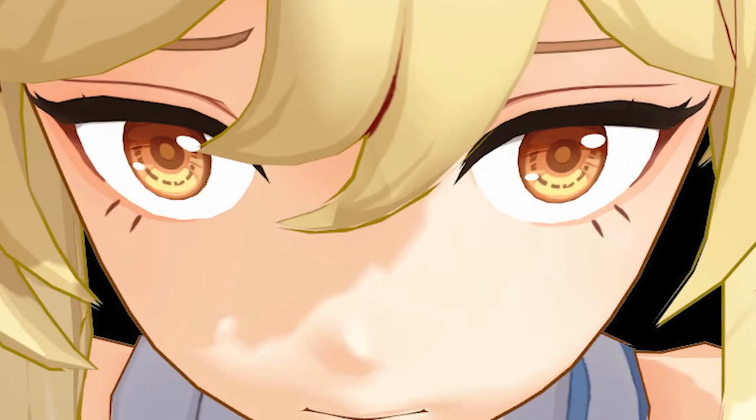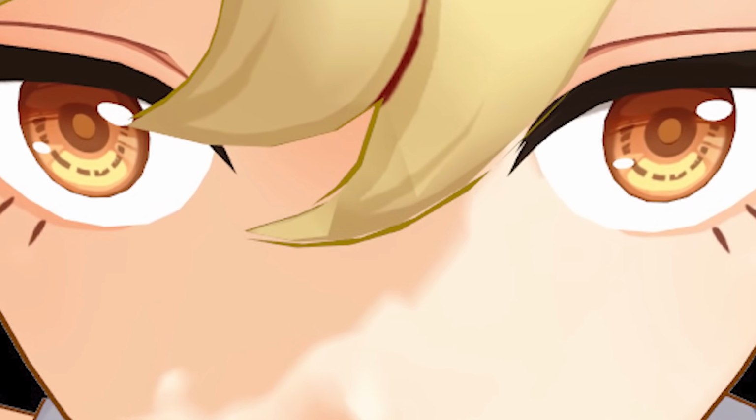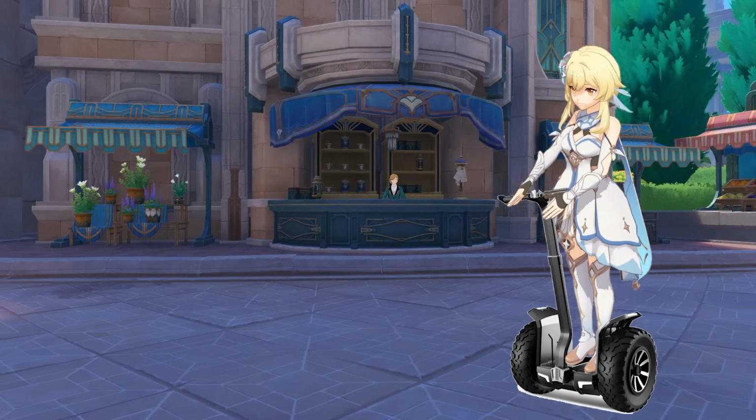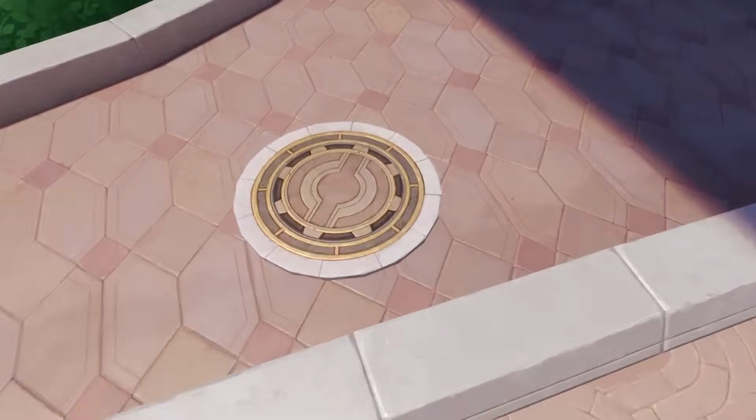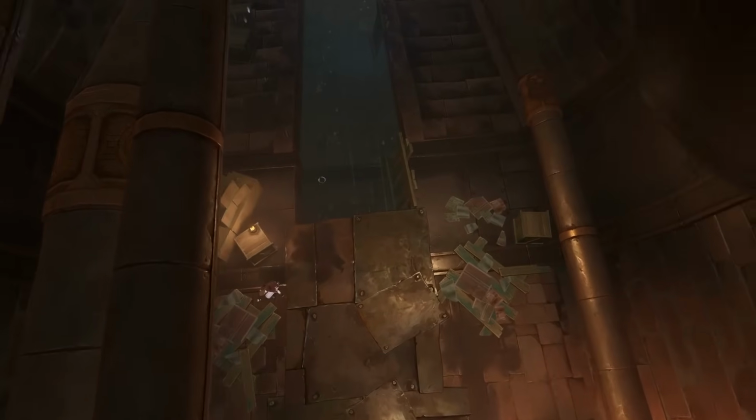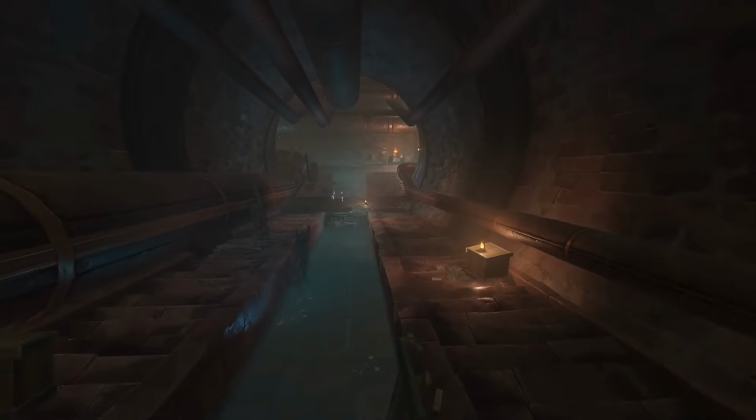But it's Fontaine, so it's all essentially artificial. And this, folks, is our segue into the final section of the video, the sewer system. The underground is a stark contrast to the city above. Damp, dingy, extremely unsafe, might I add.